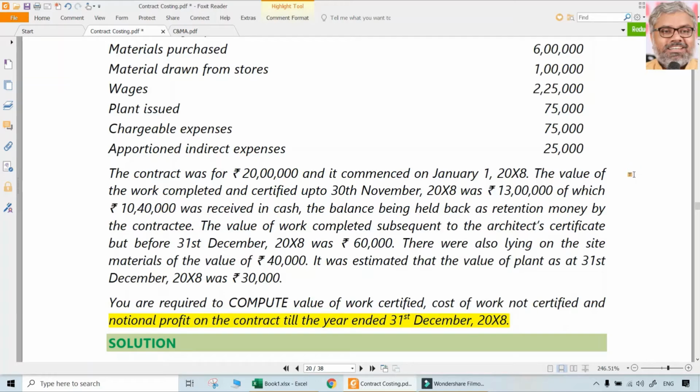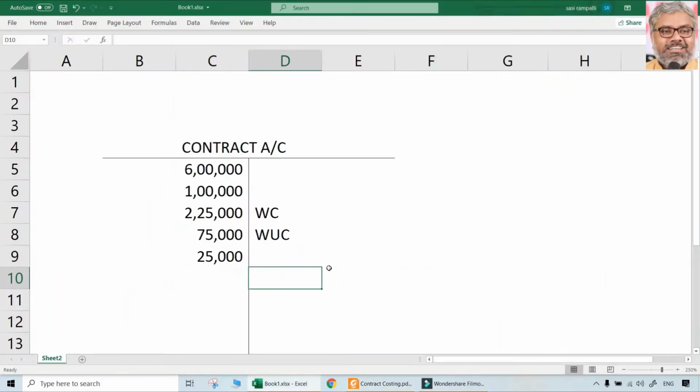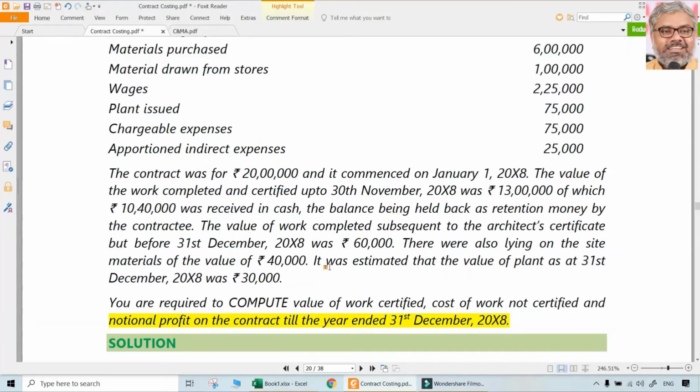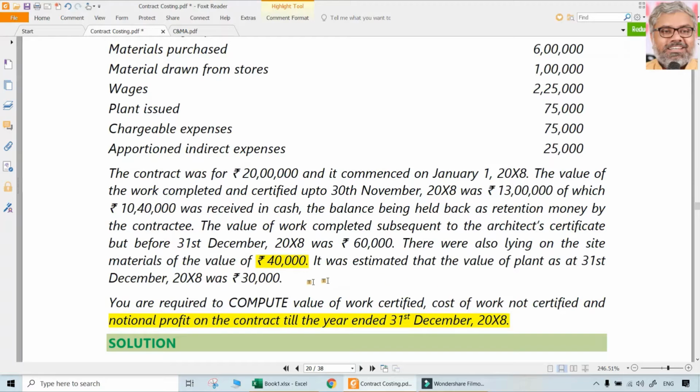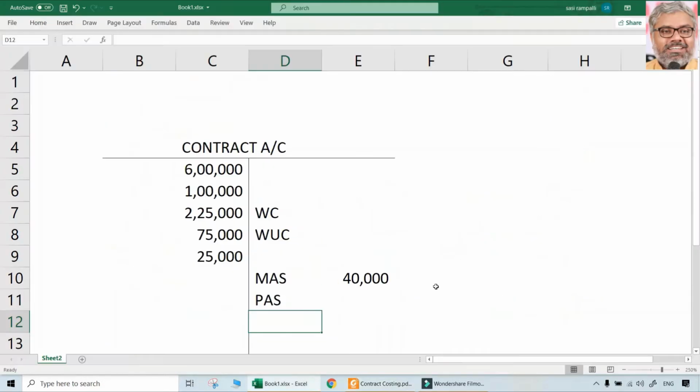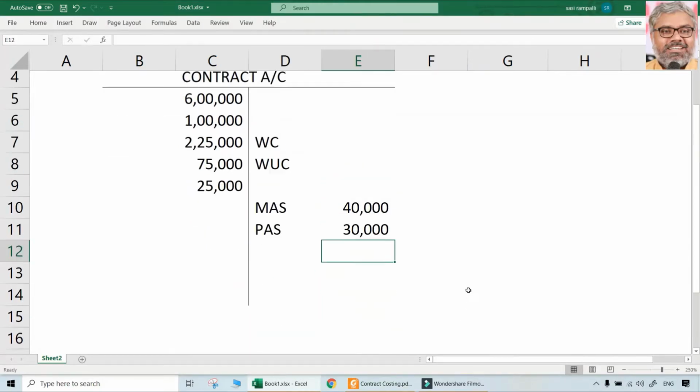And there were also materials lying on the site of the value 40,000. So let us call them materials at site. Generally they will be there always. That is how much? Materials at site 40,000, and plant at site at the end of the period was 30,000. The value of the plant on 31st December was 30,000. That's it. These are the things which are given.